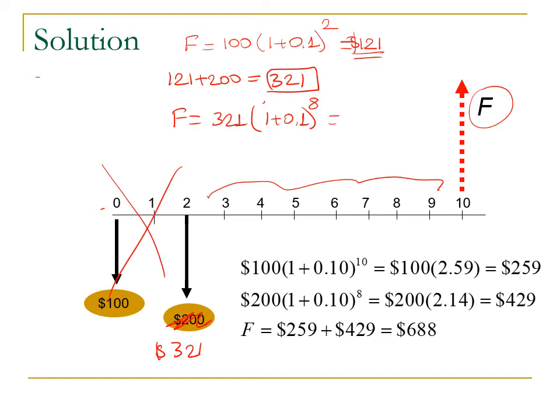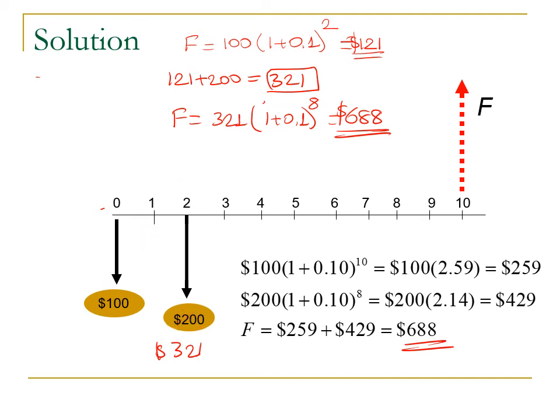Okay, so this value will be equal to $688, and as you can see, these two results are exactly the same, identical. So whichever you want to do, whichever you like, you can calculate this future value.